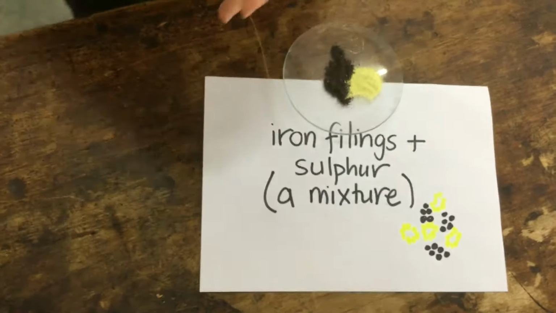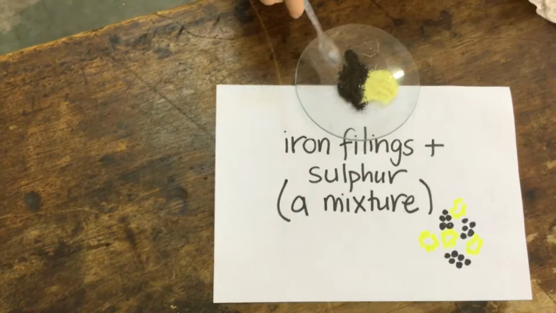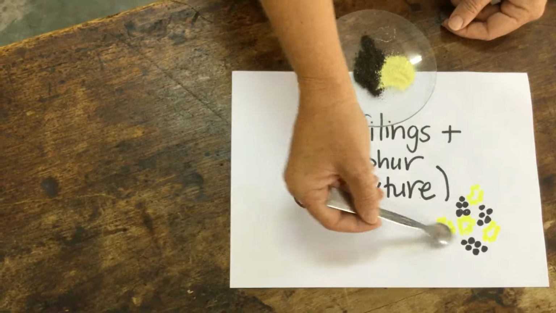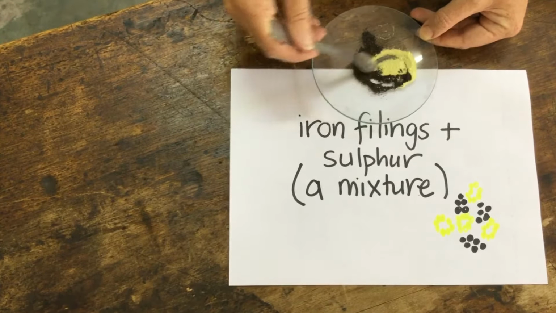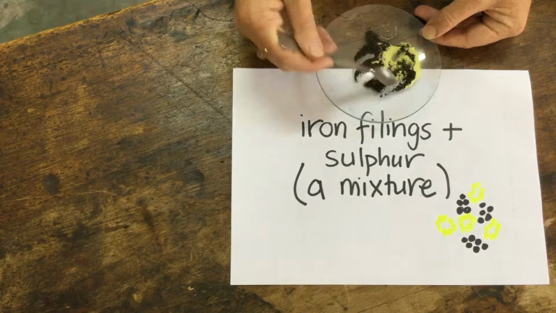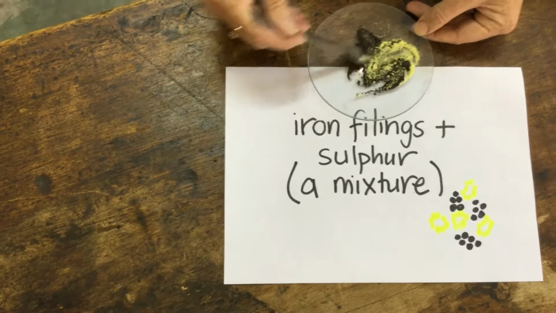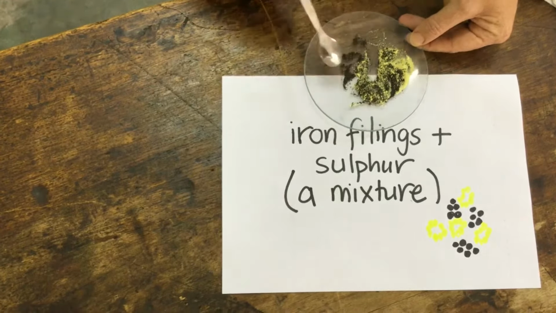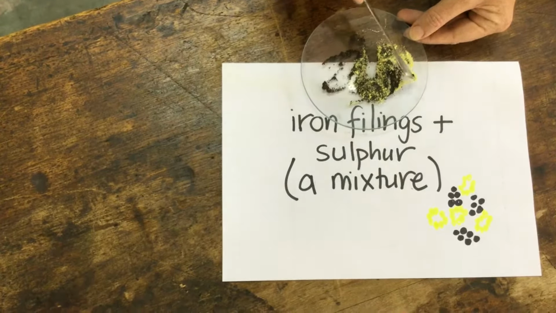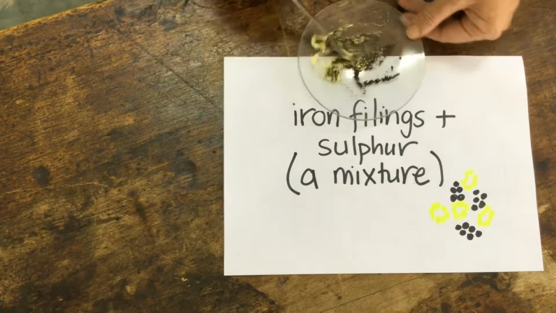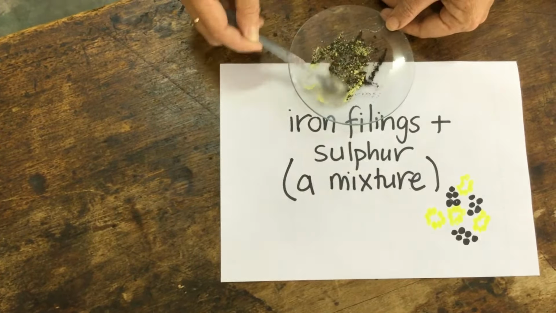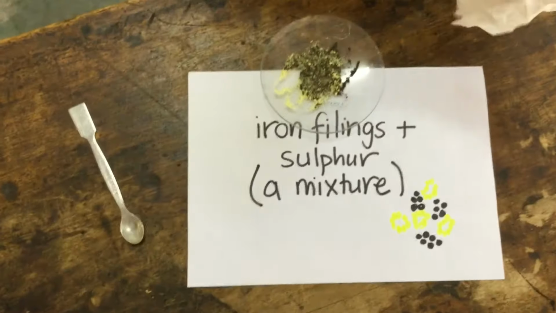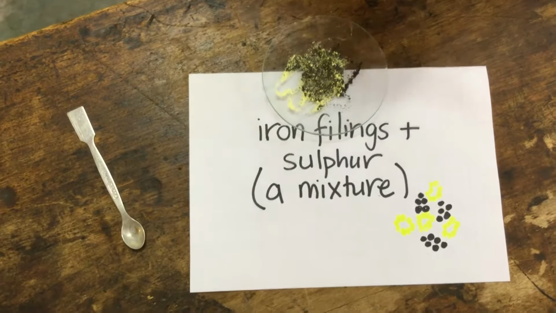Now here I have iron filings and sulfur, and I've illustrated it here with small bits of iron and some sulfur molecules. If I mix these together, I now have what's called a mixture. Previously I had the separate elements, the iron, there you can see in grey, and the sulfur yellow. Once I start to mix them together, you end up with a yellowy grey mixture. And I can show you that in a mixture, these are not being combined.